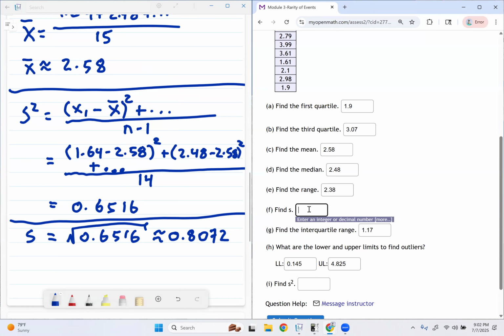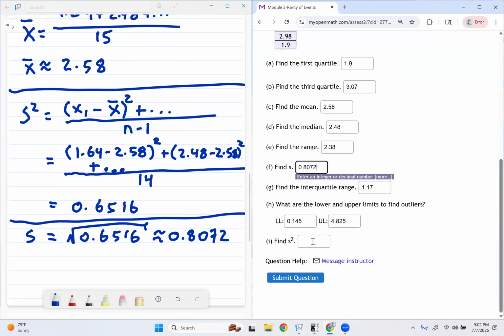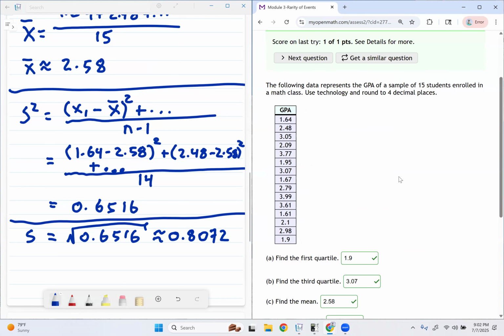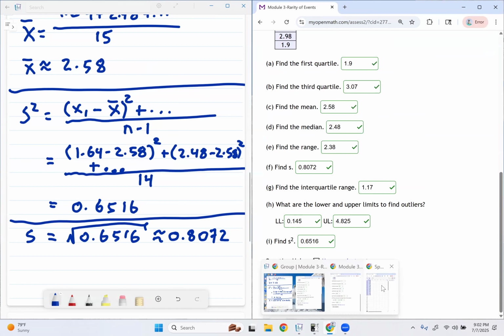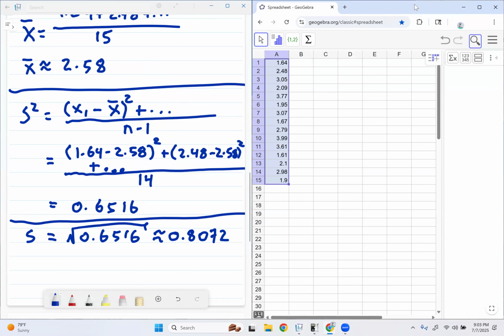This one has a lot of parts to it. It's a little bit longer. That's okay. Great. These all look good there. Problem being, that standard deviation calculation, that variance calculation, takes a long time. So one thing you could do is type all these values inside of GeoGebra.